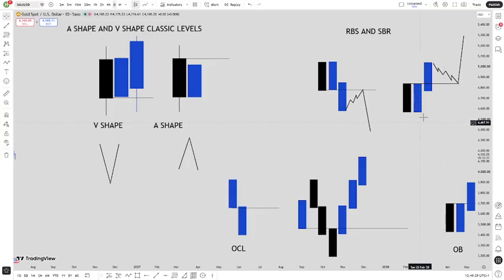Okay, beautiful. So this is the whole concept of what? RBS and what? SBR.